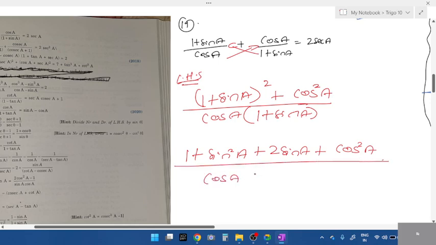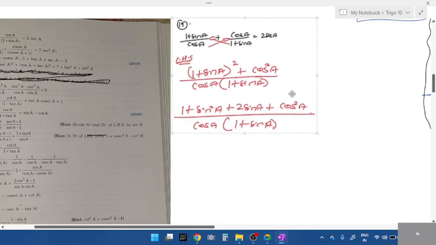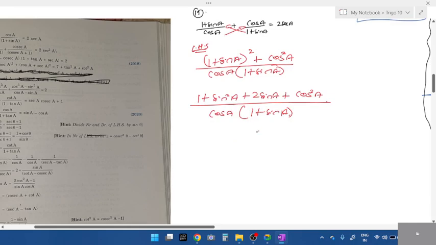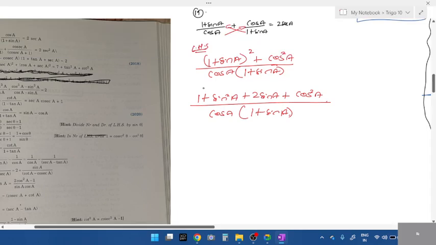It's a simple question. I think we did this yesterday, students. Similar question we did yesterday. Which one can we pair so that you get one? Sine square plus cos square. How much is sine square A plus cos square A? 1. I'll write it together like this.